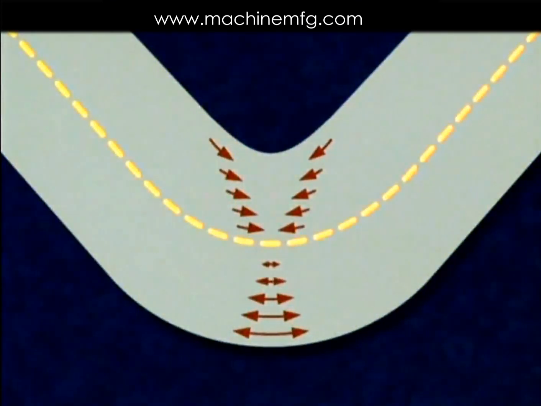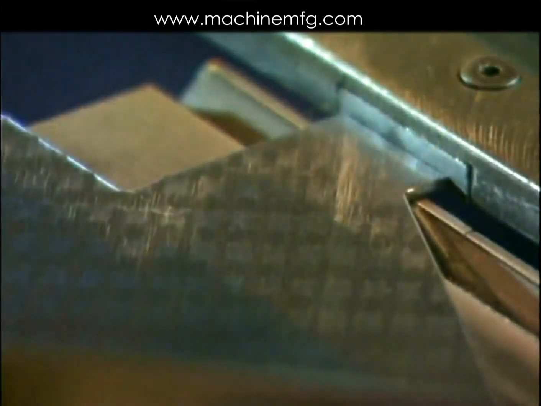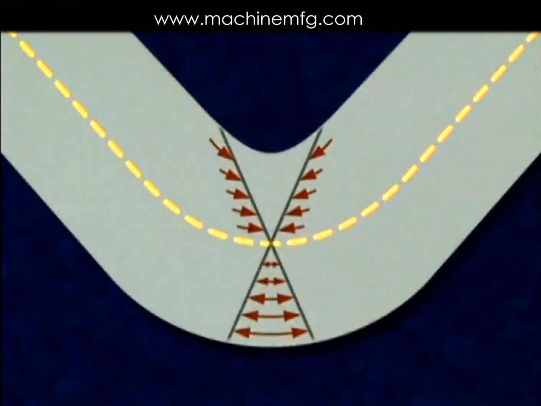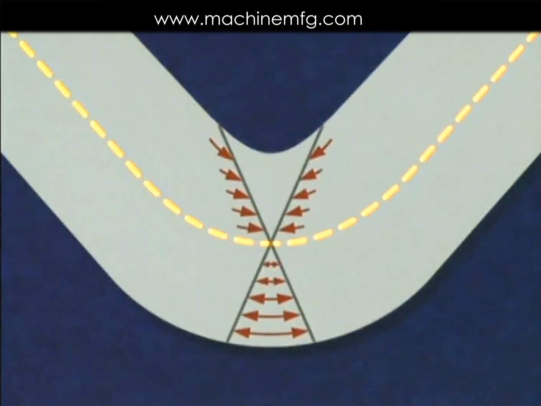Between the tension and compression zones is an area where the material is neither forced to stretch nor to compress. This is called the neutral axis. The neutral axis is important since bending operations are calculated from its location. The extent to which a material deforms, whether in compression or tension, is proportional to the material's perpendicular distance from the neutral axis.